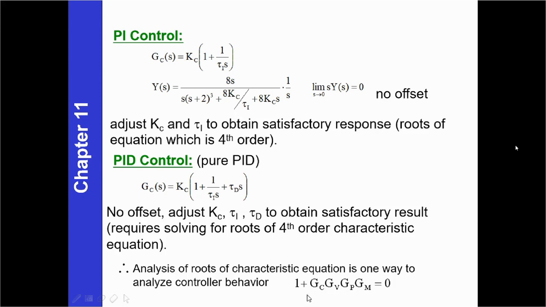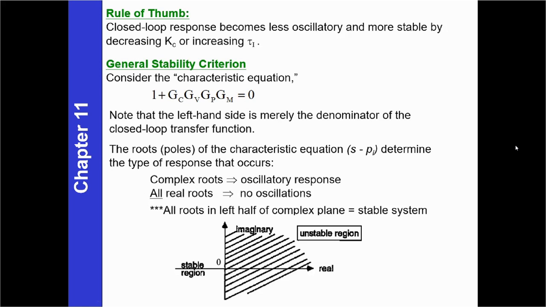So we have 1 plus Gc Gv Gp Gm equal to 0. As a rule of thumb, you can say that the closed loop response becomes less oscillatory and more stable by decreasing Kc or increasing tau I. So for the general stability criterion, considering the characteristic equation, that is 1 plus Gc Gv Gp Gm equal to 0, noting that the left hand side is merely the denominator of the closed loop transfer function. This one here is the denominator.